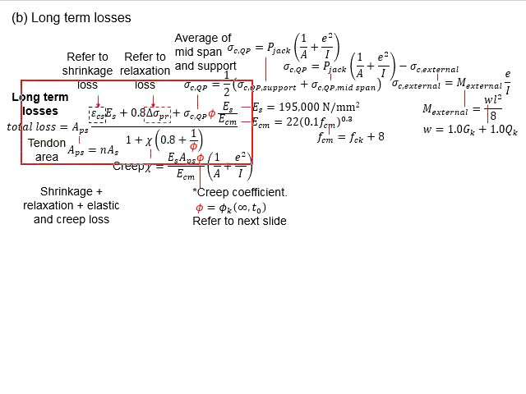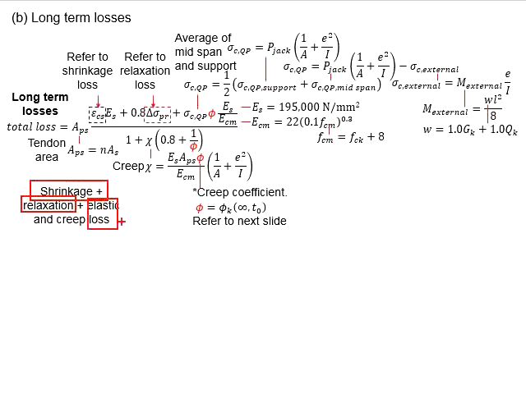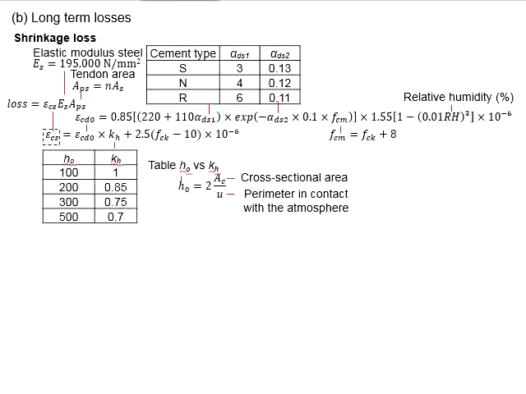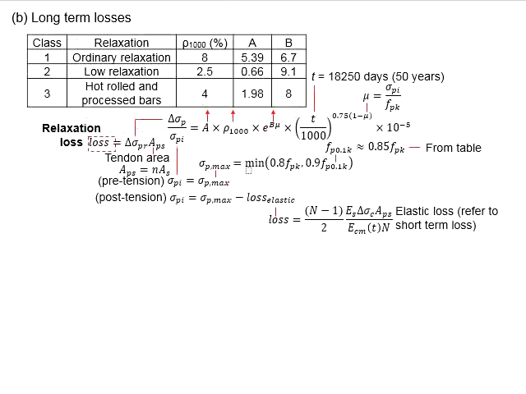The equation here represents the simplified method for us to calculate the total losses, which is time dependent. It is fundamentally the summation of the shrinkage, relaxation, and also elastic and creep losses. If you look into the equation here, you will realize that it constitutes components of the shrinkage losses, relaxation losses, and also the creep losses. For you to determine the shrinkage losses and relaxation losses, you may refer to the previous video, as we have discussed them separately in these slides.